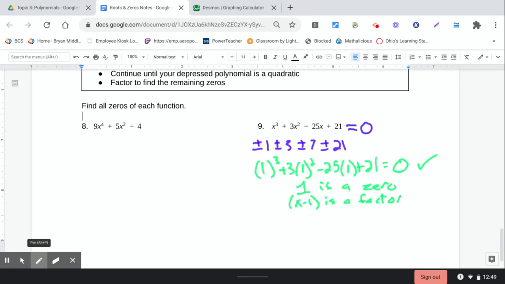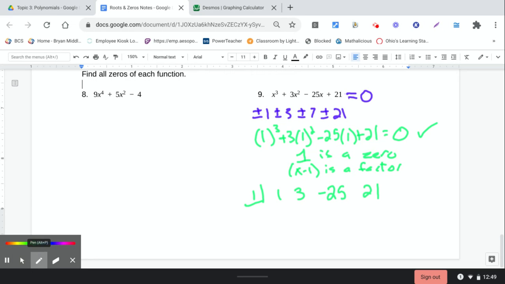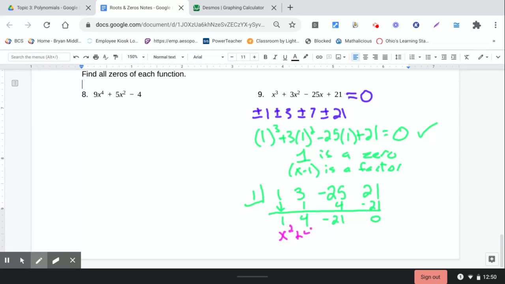So what we're going to do is run that 0 that we just found through synthetic division. 1, 3, negative 25, 21. All right, see how much room I have here. So when we run this through synthetic division, we're going to multiply and add, and multiply and add, and multiply and add. And remember, we better get 0 because we already said we would. So then our depressed polynomial is x squared plus 4x minus 21.